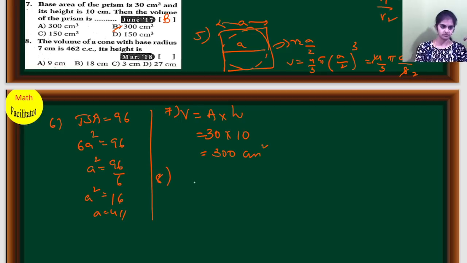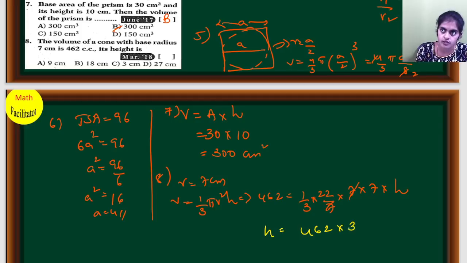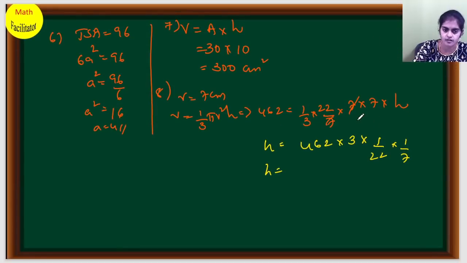Now question number 8. The volume of a cone. Radius is given as 7. Volume is 462. So volume of a cone is 1/3 pi r square h. Which implies 462 equal to 1 by 3, pi is 22 by 7, r is 7. So 7 square is 7 into 7 and h. So 7 and 7 get cancelled. And what else you have? h equal to, you can write as 462 into 3, into 1 by 22 into 1 by 7. So if there is anything which is cancelling, you can cancel and try to find the final answer. So I am leaving this for you.